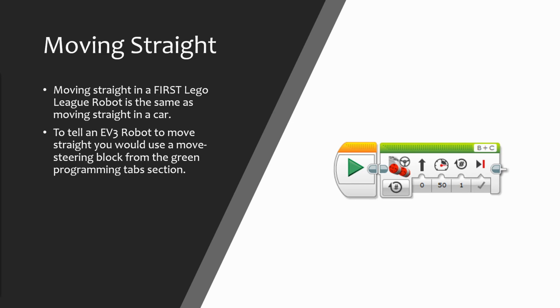First, let's start with the simplest action of all, moving straight. By moving straight, you are essentially telling the robot to go forward or backwards. So to move straight, you would use a move steering block from the green programming tab section. To activate it, you would drag it into the programming canvas until it connects with the green play button or previous blocks you have placed in the programming area.